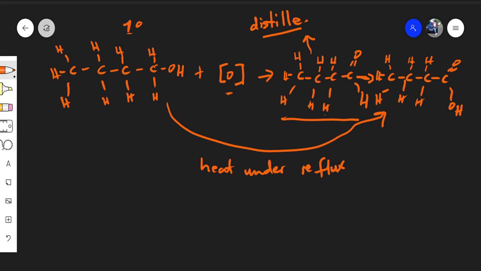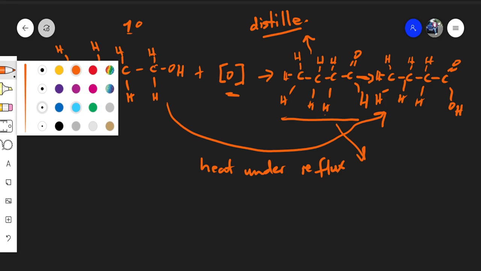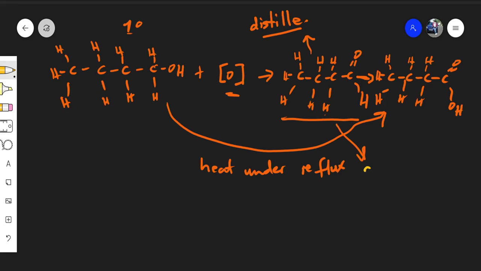Because it is a primary alcohol, if we oxidize it, we are going to oxidize it to an aldehyde. So this is your aldehyde. Going to oxidize it to an aldehyde, right? And if you continue with this process, continue heating it, it will be oxidized further to a carboxylic acid.